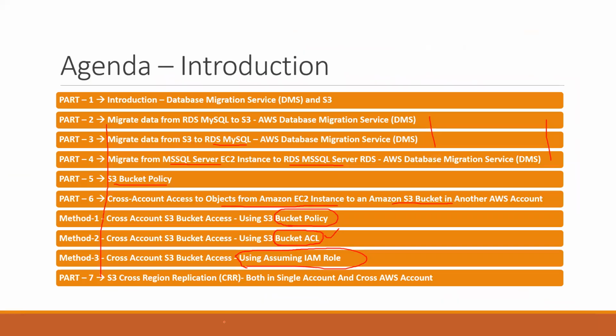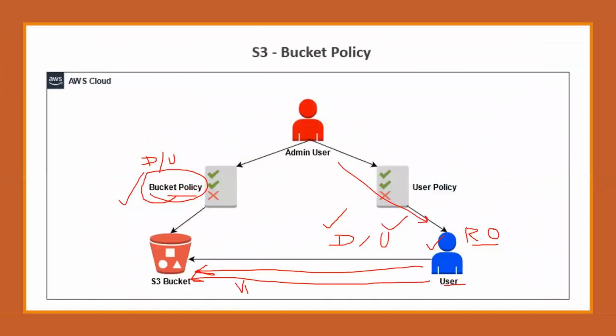And at the last, we will see how cross-region replication, CRR, works in a single account as well as in cross account. So if we make any changes in one bucket in one region, it will be reflected in the other region in the same account as well as in the cross account. I will show you this in a diagram.